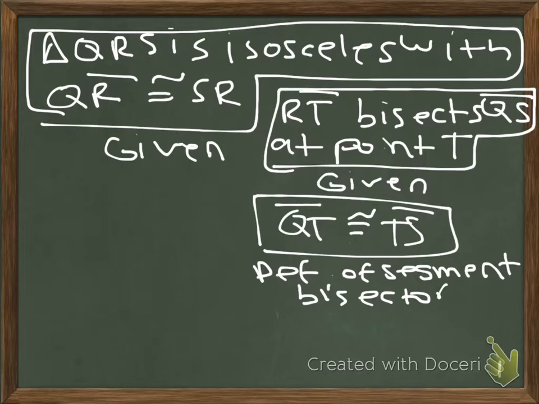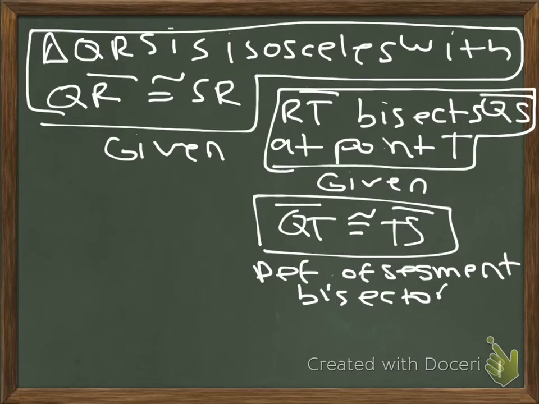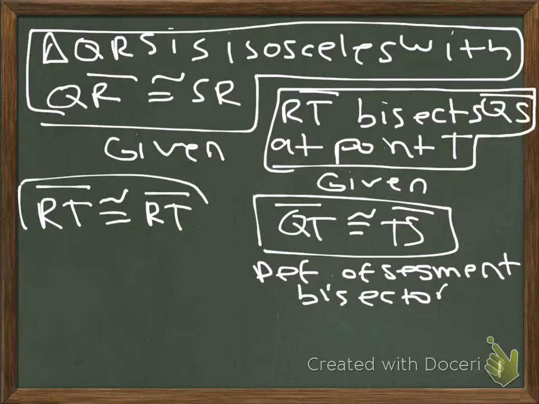And then, this goes back to way back when we were talking about the reflexive property. Since RT is in the middle, in between triangles QRT and TRS, and it's sharing a side, that means we can say that RT is congruent to itself. So we're going to write that down. That actually is going to be in a box by itself, because that doesn't come from either given. So we're going to put that down, and that is the reflexive property.